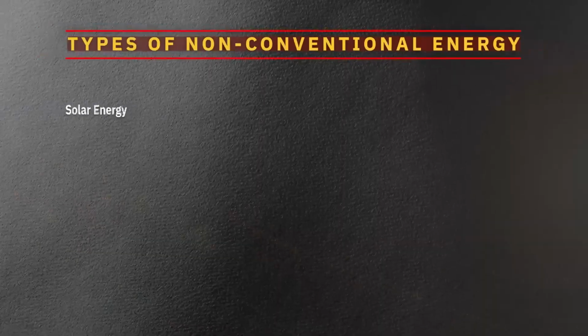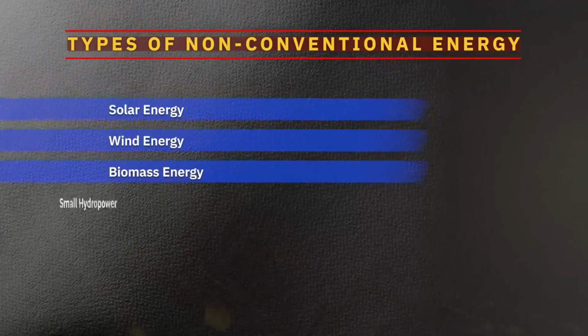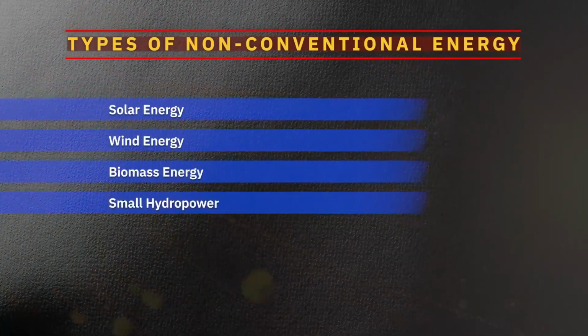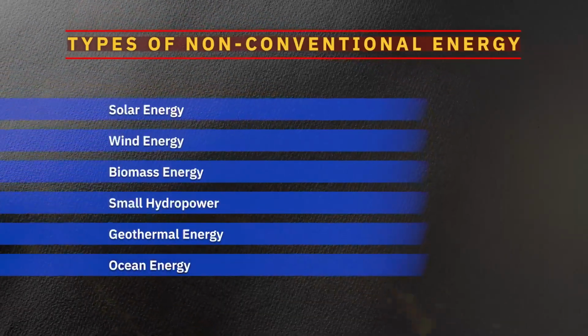So the tendency of the governments of all countries is to switch over from the conventional source of energy to non-conventional source of energy. Now, coming to the types of non-conventional source of energy, we can see that these types are solar energy, wind energy, biomass energy, small hydel power or hydropower, geothermal energy, and ocean energy.